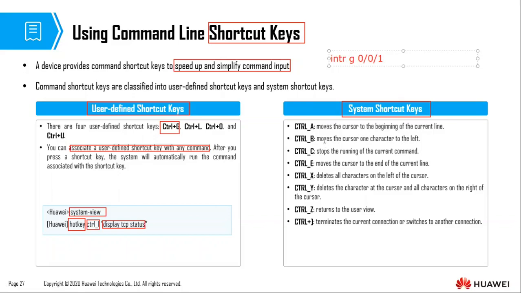Oh no, Control B will move the cursor one character to the left, this way. Sorry about that. Control C will stop the running of the current configuration.